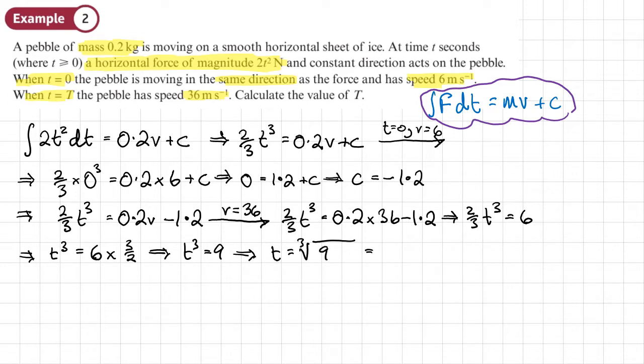So if we do that on our calculators, cube root of 9, I get 2.080083 and so on. Answer to 3 significant figures, T is equal to 2.08 seconds. Okay, so that will be our answer for this one.